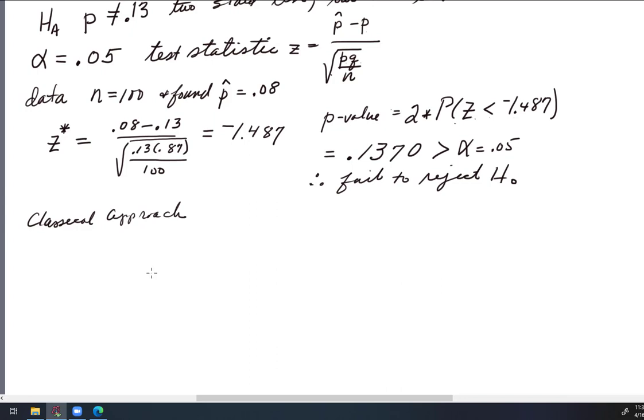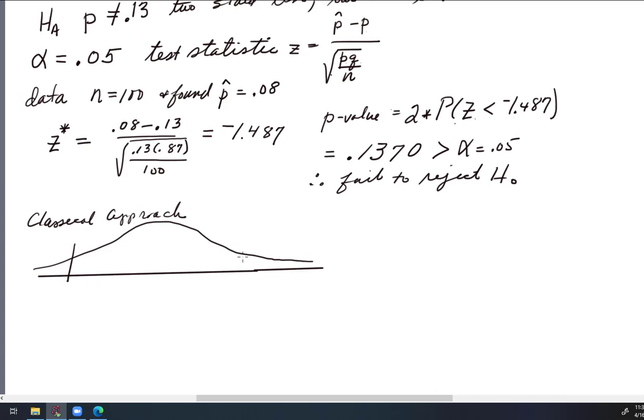And if I was doing the classical approach, I'd start by drawing a sketch. And so let's sketch a z-curve. My z-curves are always a little bit shaky, but I mean well. And let's see if I can kind of extend that. Yeah, kind of like that.